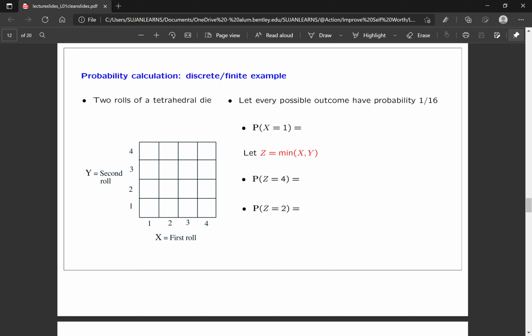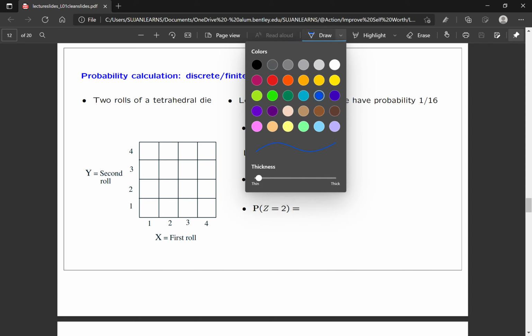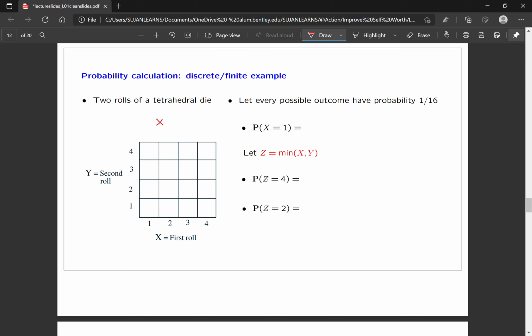And as a sample space, we had x and y. Now, the second step. We have our sample space, which is x and y. This is our sample space.